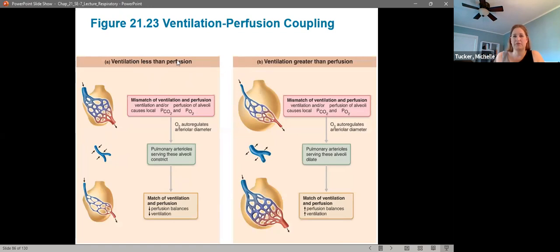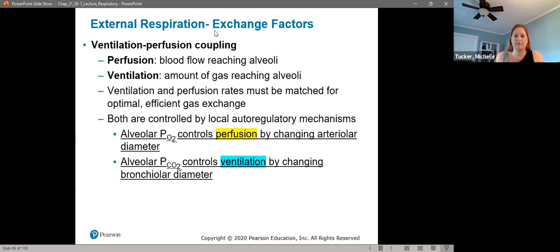This shows that if ventilation is less than perfusion, we get a mismatch. The pulmonary arteries serving that area will constrict. This will actually better oxygenate the system, and then we get a matching. You can read it. This diagram is not going to be on your exam. I much prefer these relationships as stated versus using a diagram for this one.